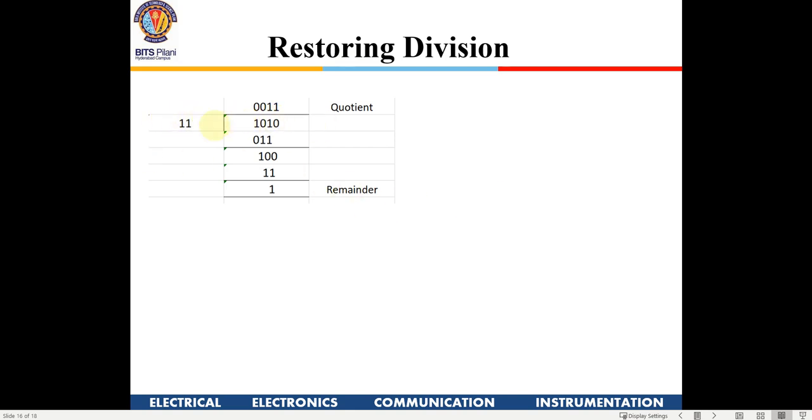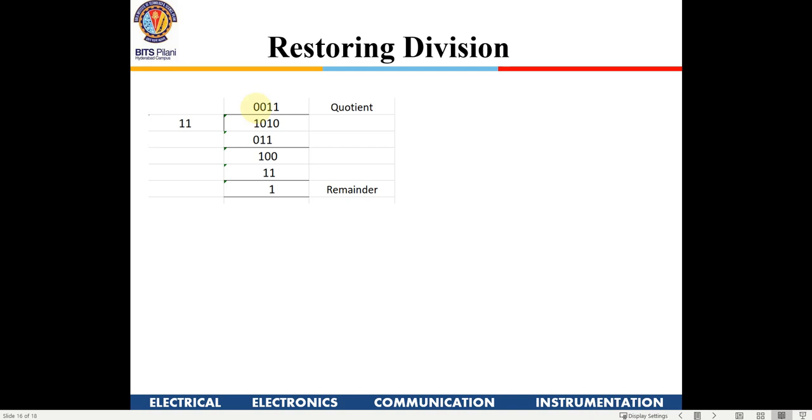How do we do division normally in the paper and pen method? This is the number, and we are going to divide it by 1 1 in binary. First we are going to take the first bit 1 and try to compare with this. Obviously 1 is smaller than this, so we are going to put a 0 here, right? How do we compare? We compare by subtracting 1 1 from 1. If it's a negative number, we are going to put 0 out here.